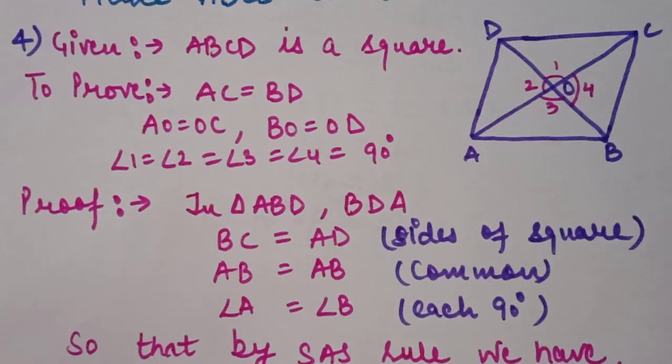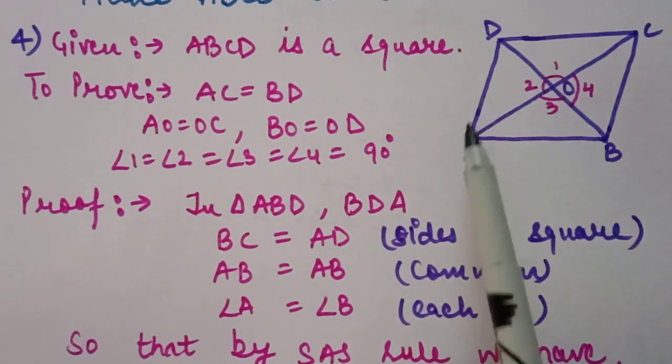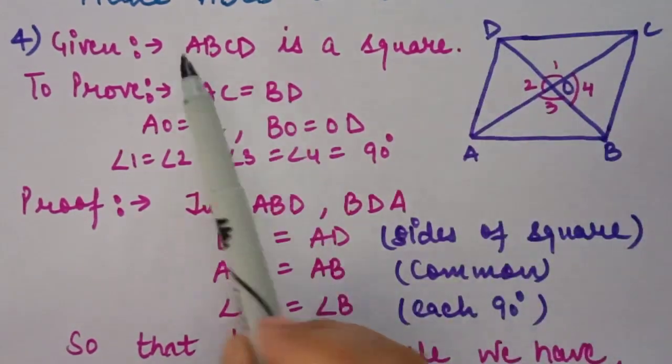Question number 4 from exercise 8.1. Show that diagonals of a square are equal and bisect each other at right angle. So students, read it once more. Show that the diagonals of a square are equal and bisect each other at right angles. It means what is given? We have a square. What is given?